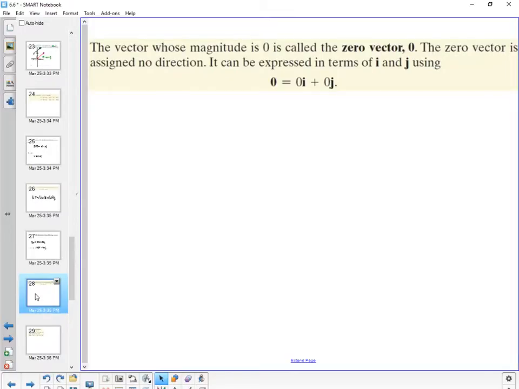If J is 0, then you're not going in any direction. You're not going up, you're not going down. There's no vector.